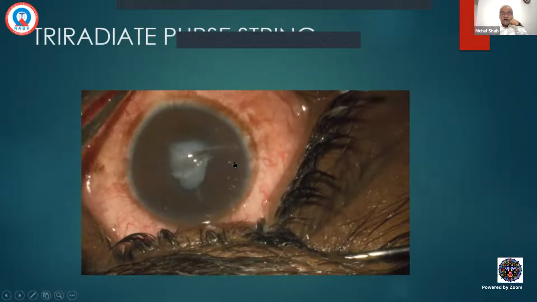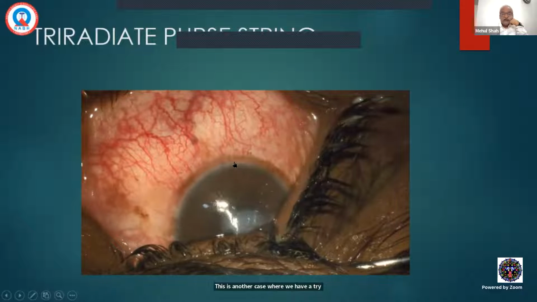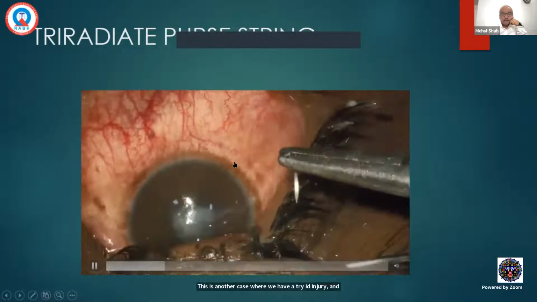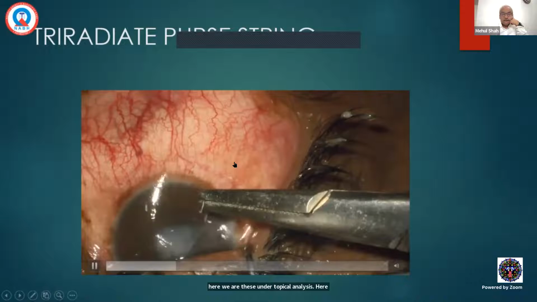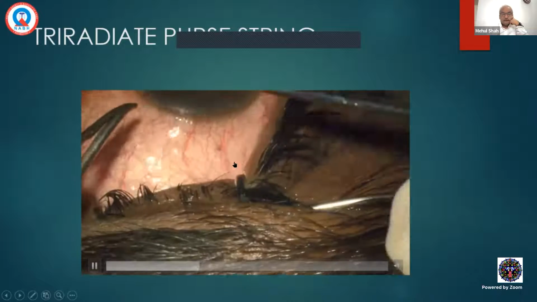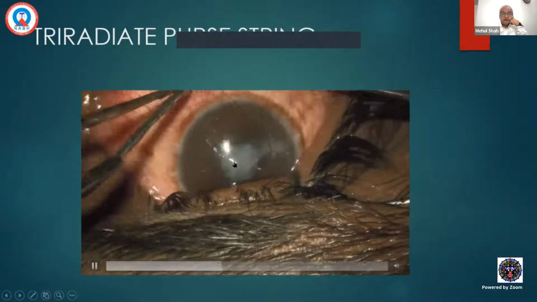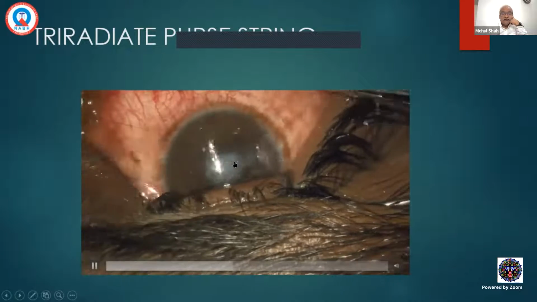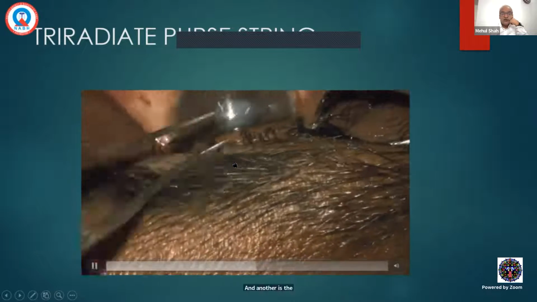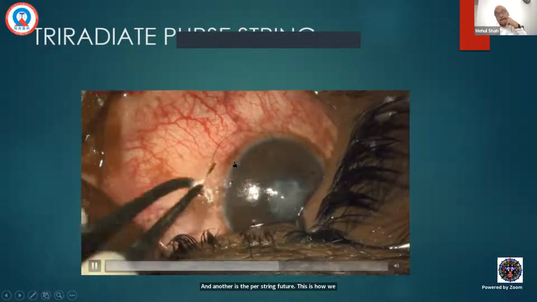This is another case where we have a triradiate injury. And here this is under topical anesthesia. And another is the purse string suture. This is how we can seal the triradiate wound.